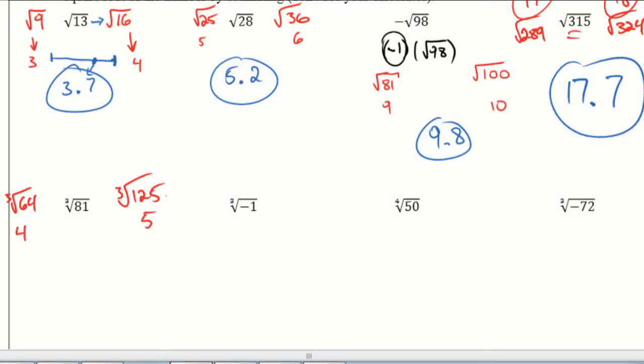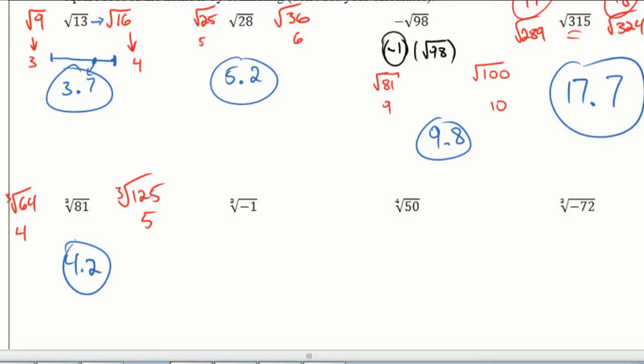Which one are we closer to? We're about 20 away from the 64 and about 40 away from the 125. So we're gonna maybe go like 4.2, something in there. I'd be happy with that.